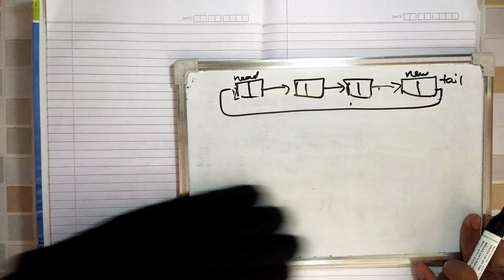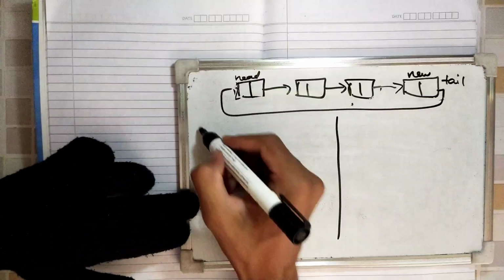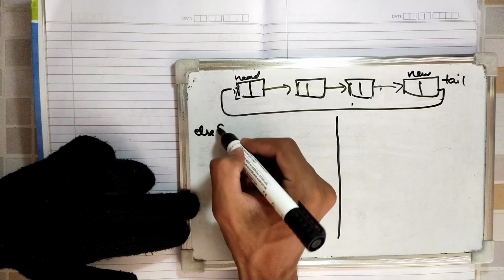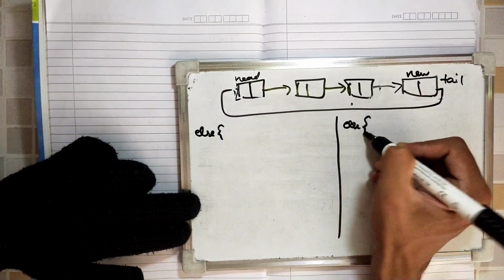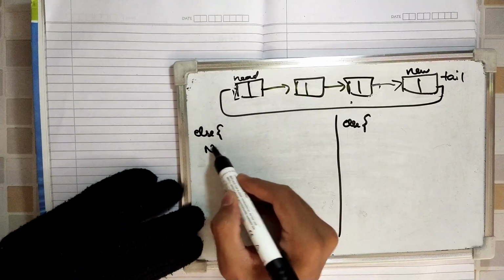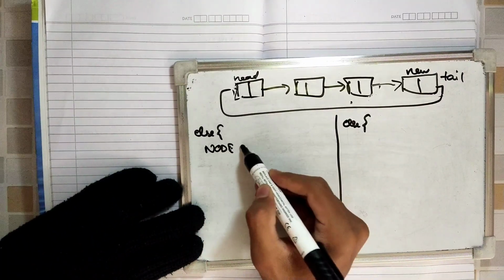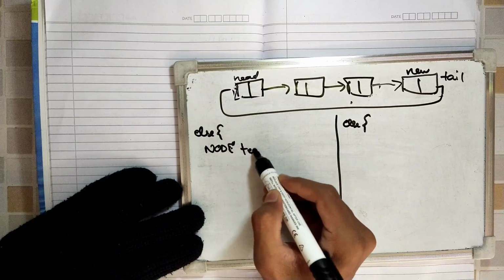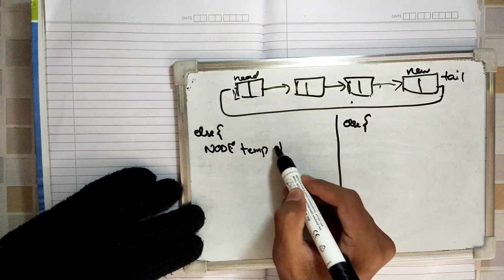Now let us see if more than one node is there. Now again we will divide the part. So this is the else part, delete at the front. Now I have to create a temp variable, node star temp. It will always be equal to my head itself.